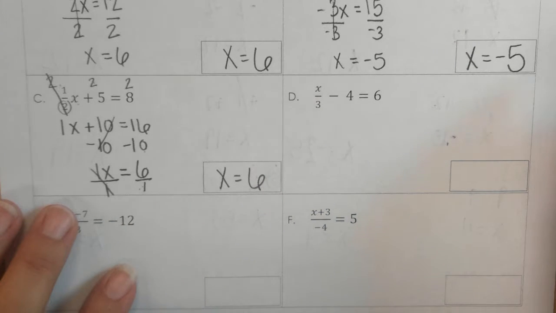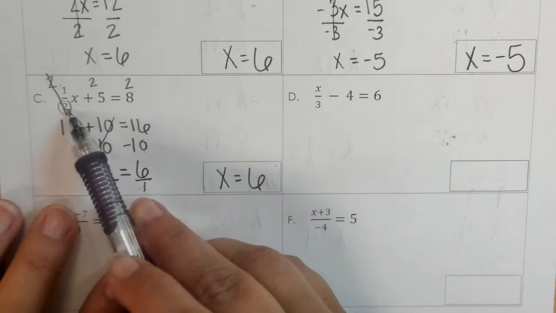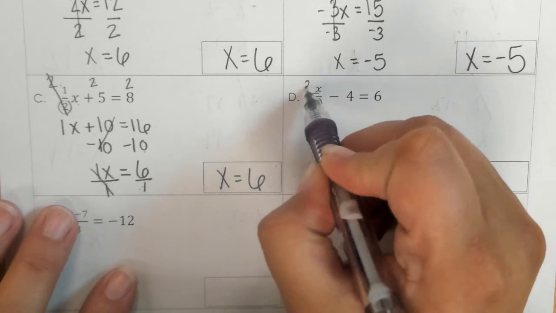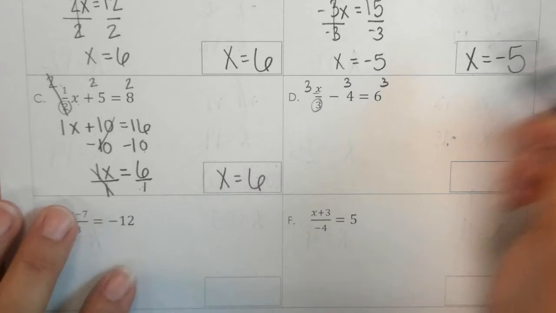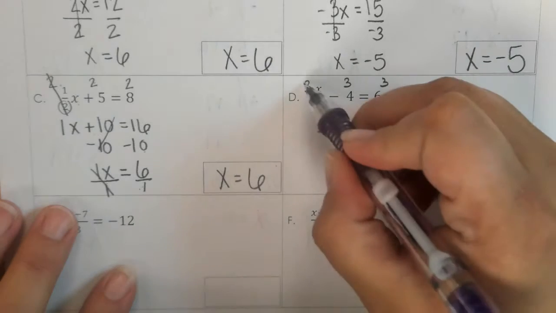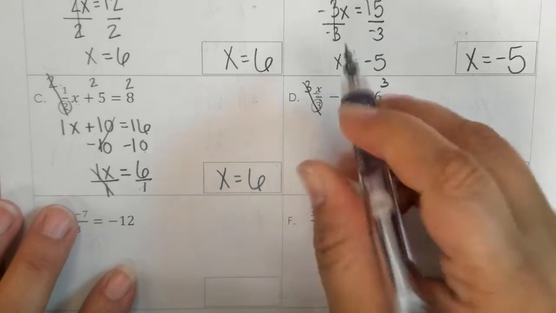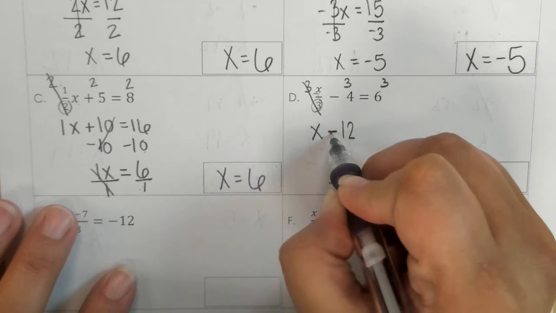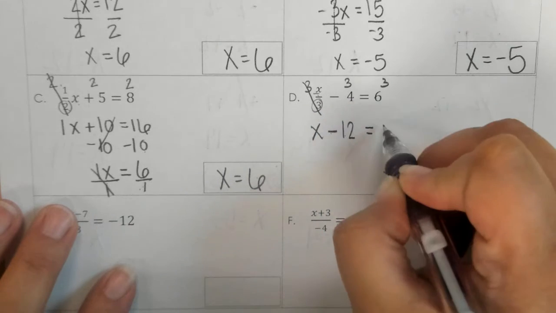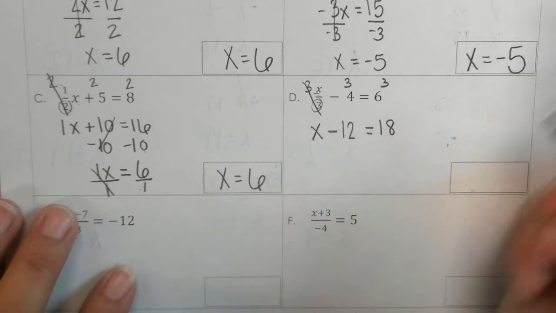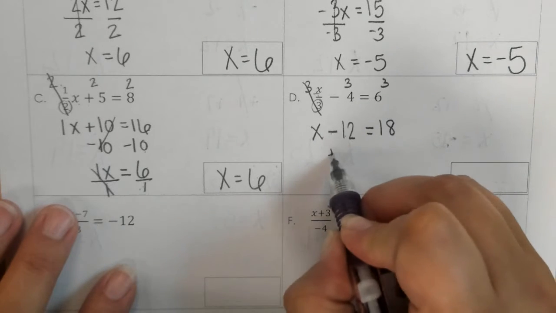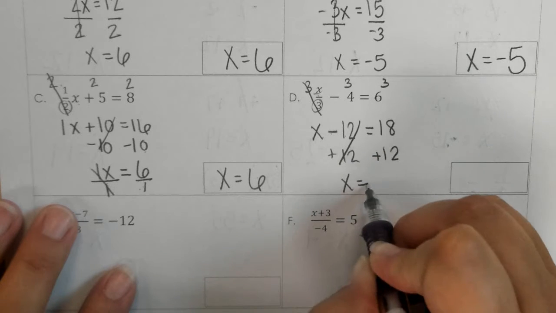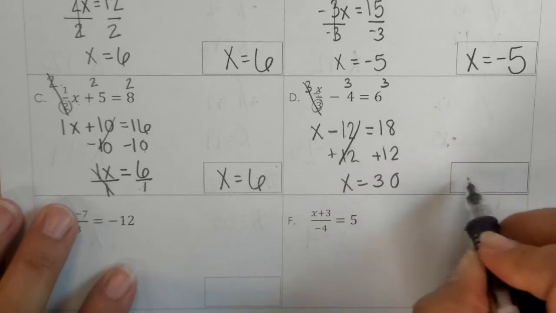So D, even though the fraction is a little bit different here than it is here, we're going to still take that denominator and multiply 3 to every term. Cancel it out, and you have x left. Multiply, we get negative 12, so minus 12. And 3 times 6 is 18. Okay, to get x by itself, we add 12. And that would give us 30.